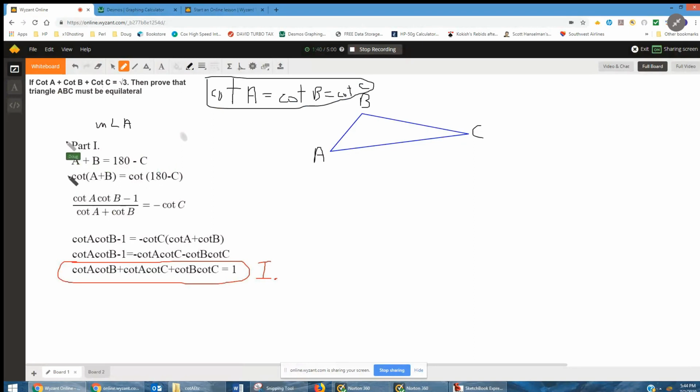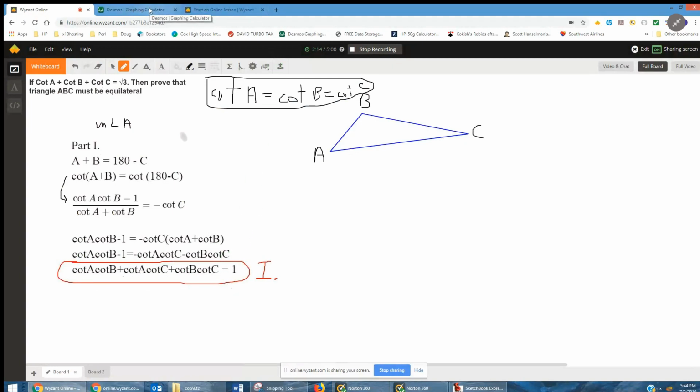And this is a trig identity, the cotangent of the sum of two angles. And this is also a trig identity. And if we simplify this, we multiply both sides by this denominator. We get to here, distribute the cotangent of C, and then get the cotangent terms on the left side and the one on the right side. And we're going to use this identity when we do the actual proof.